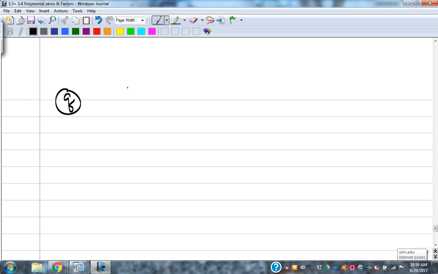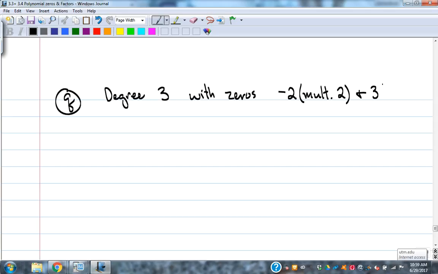Let's build a polynomial of degree 3 with zeros negative 2, multiplicity 2, and 3, and f of 2 equals 8. A little different. It says multiplicity of 2 on the negative 2, and then 3. Those are zeros. And then f of 2 is equal to 8. Okay? So we're looking for a third degree polynomial.